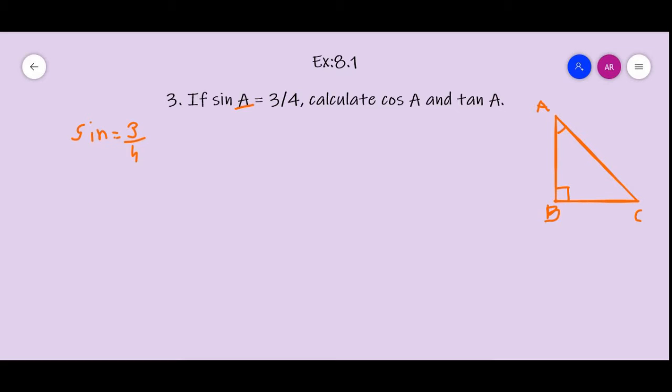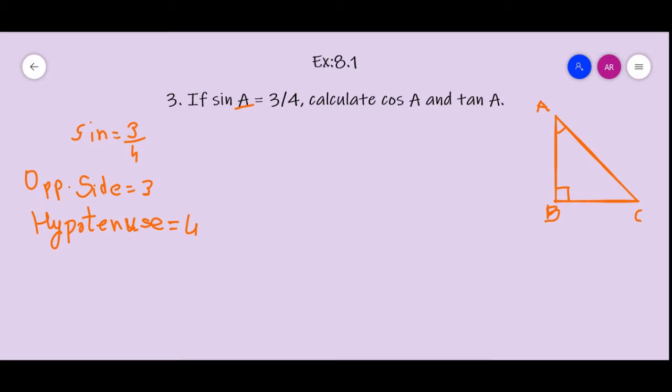Alright, so how to do that? You might know from SOH, sine theta is equal to opposite side by hypotenuse. So opposite side by hypotenuse is equal to 3 by 4. So what do we know? The opposite side will be equal to 3 and the hypotenuse will be equal to 4. We got it from our sine A itself. Sine A was equal to 3 by 4. So the opposite side is equal to 3 and the hypotenuse is equal to 4, because sine theta is equal to opposite side by hypotenuse. I repeat it because it's important to understand that.